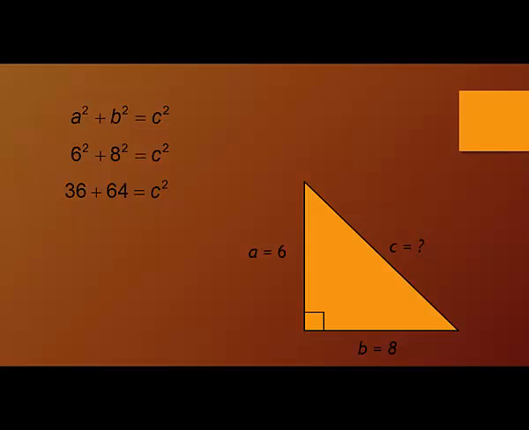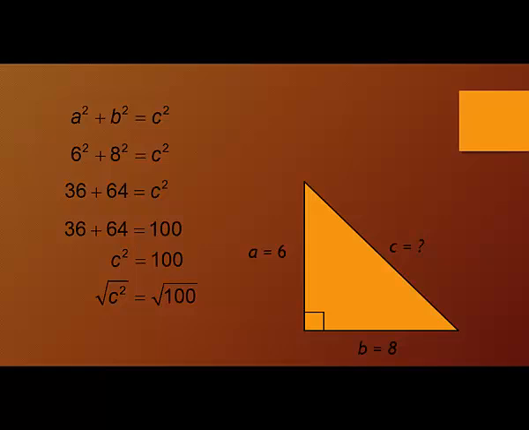And then simplifying, 6 squared, 6 times 6 is 36, 8 times 8 is 64, and we get 36 plus 64 is equal to C squared. When we add those numbers together, we get 100. So now we know that C squared is equivalent to 100. So we have to think about this for a moment. C squared means some number times itself should give us 100. And because we're familiar with perfect squares, it's very easy for us to understand how we would get there.